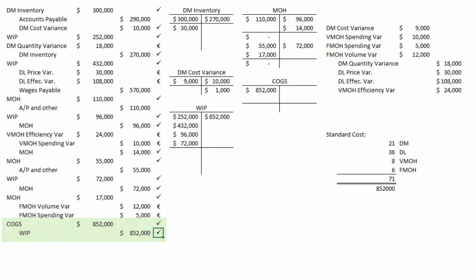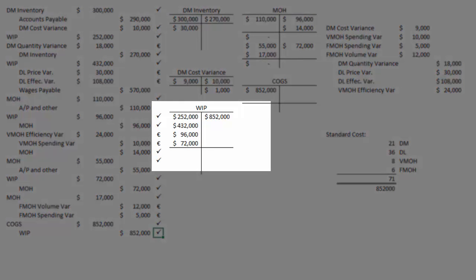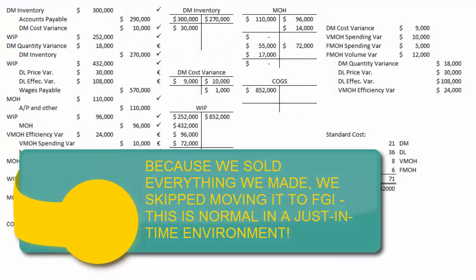And then I'm going to sum this. And if I take the sum of these amounts, it's $852,000. And so what I have is a zero balance in WIP. We moved everything into WIP at standard cost. We move it out of WIP and into cost of goods sold at standard cost.